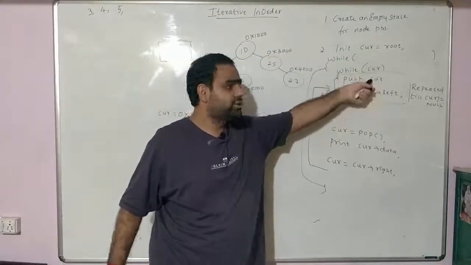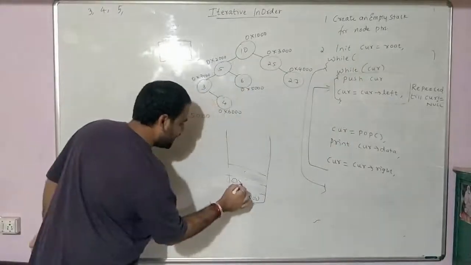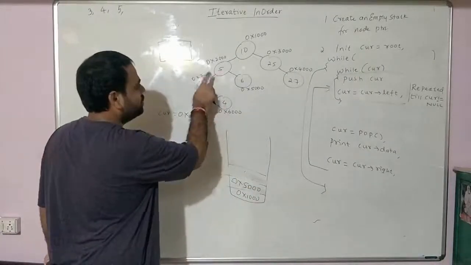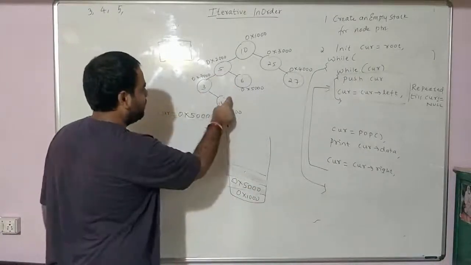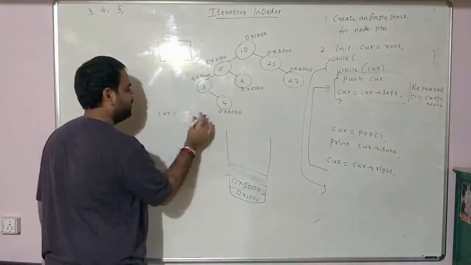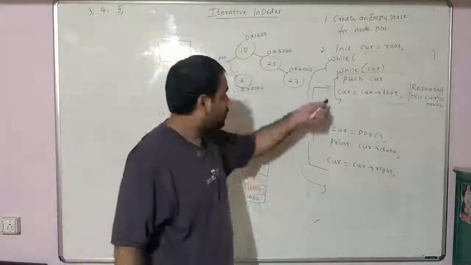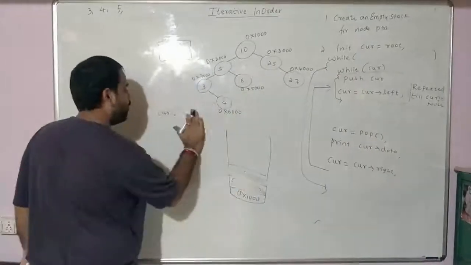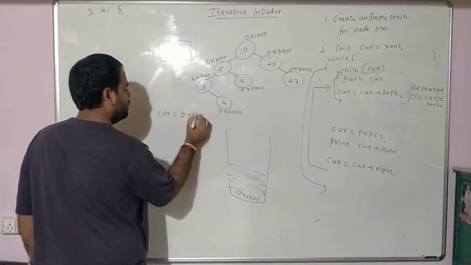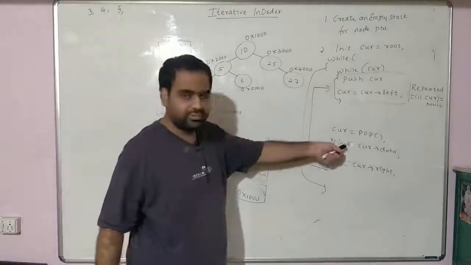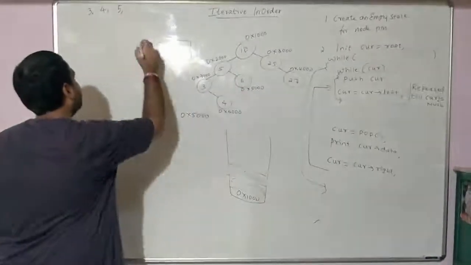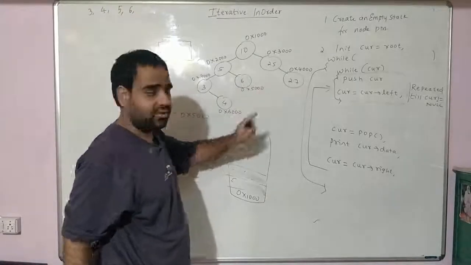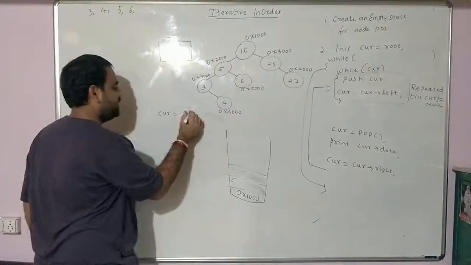While 5000 it is true, push 5000 onto the stack. You have pushed 5000 onto the stack, and you say current equal to current arrow left. What is 5000 arrow left? 5000 arrow left is null. Go back, null is false, you come out, current equal to pop. What do you pop? You pop 5000 from the stack. Okay, after you pop 5000 from the stack, print 5000 arrow data. What is 5000 arrow data? 6. And you say current equal current arrow right. What is current arrow right? Current arrow right is null.